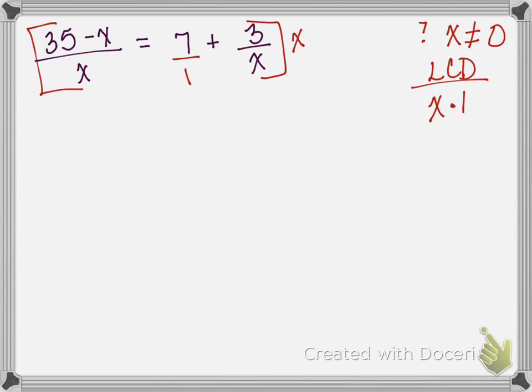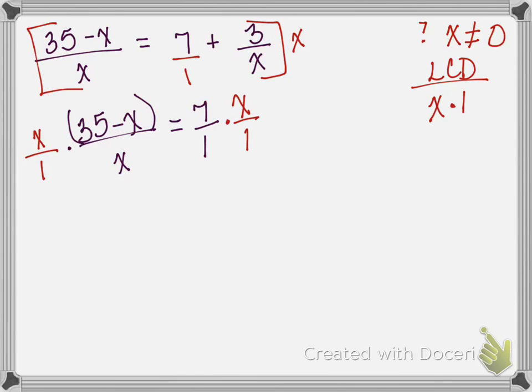Okay? So I have x over 1 times 35 minus x over x. And I'm going to put that binomial in parentheses. Then I have 7 over 1 times x over 1. Then I have plus 3x times x over 1.